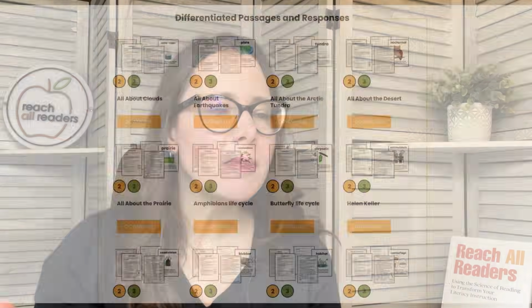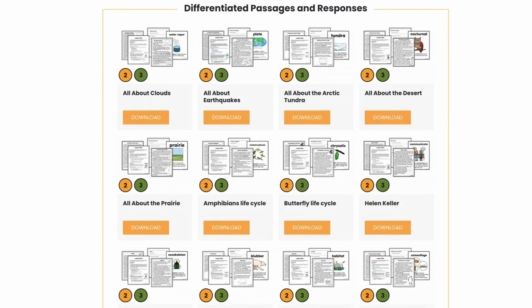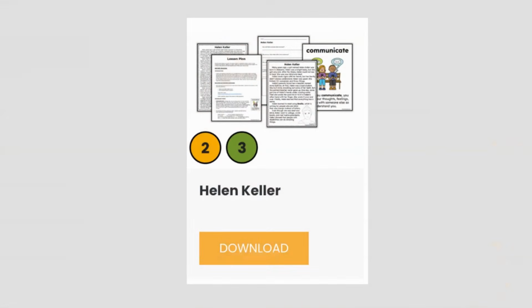So let's take a look at what this might look like with a text from my membership site, Reach All Readers Plus. In the membership, we have a large collection of reading comprehension passages in different levels of difficulty. So let's say we want to work with this one, this Helen Keller passage. It includes a lesson plan, as well as differentiated passages and resources for building vocabulary and more. Let's go ahead and look at the second level passage.